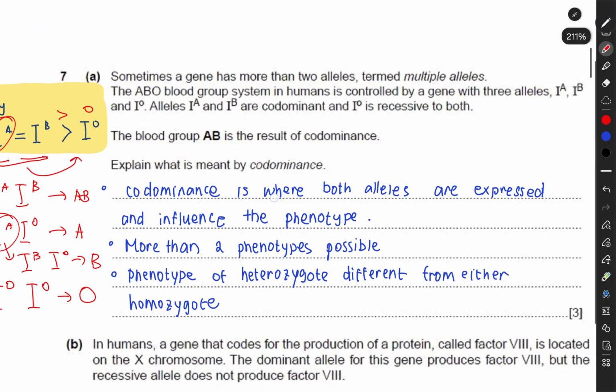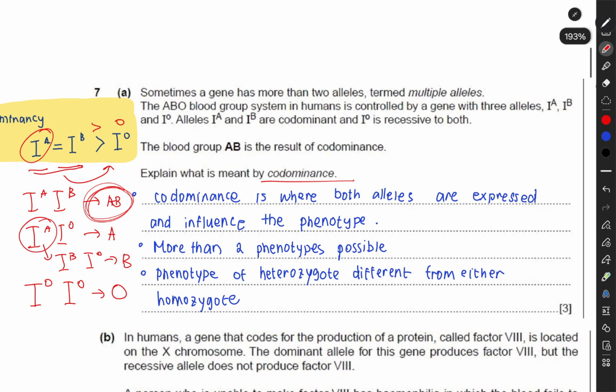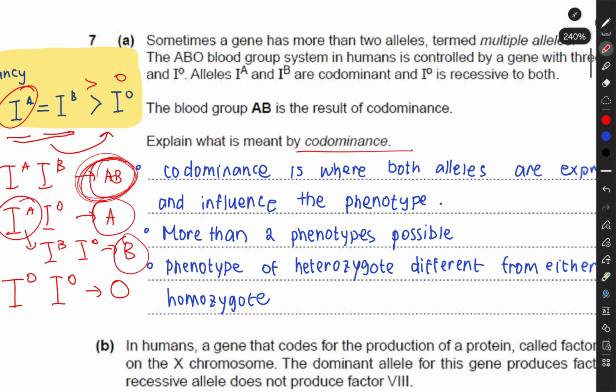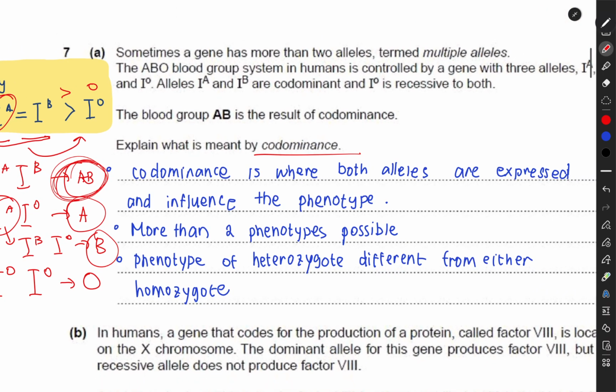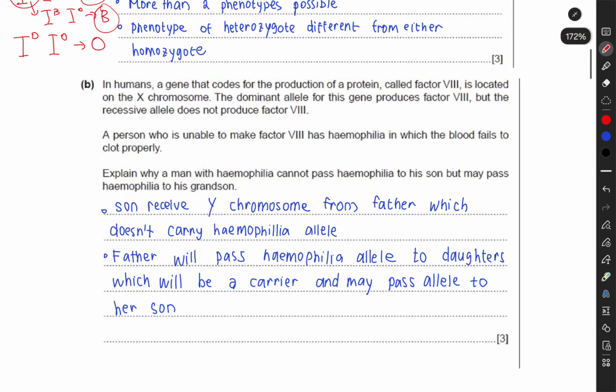And this is codominance basically. This AB is codominance, where both alleles are expressed and influence the phenotype. So there are more than two phenotype possibilities, like AB, A and B, and the phenotype of the heterozygote is different from either homozygote. Okay. Next, in humans, a gene that codes for a protein is located on the dominant.